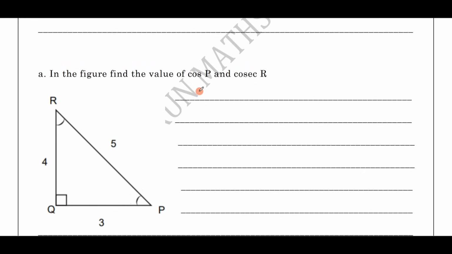Yeah, cos P. Cos P is what? Adjacent by hypotenuse with respect to P. Adjacent is 3, hypotenuse 5. There it is, 3 by 5. What is cosecant? It is hypotenuse by opposite.